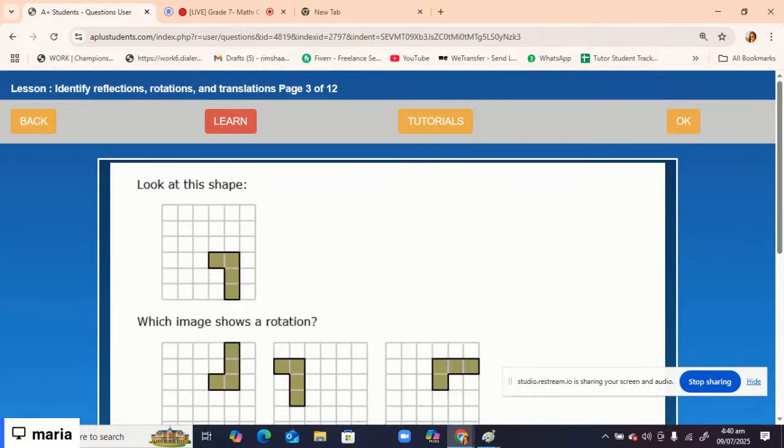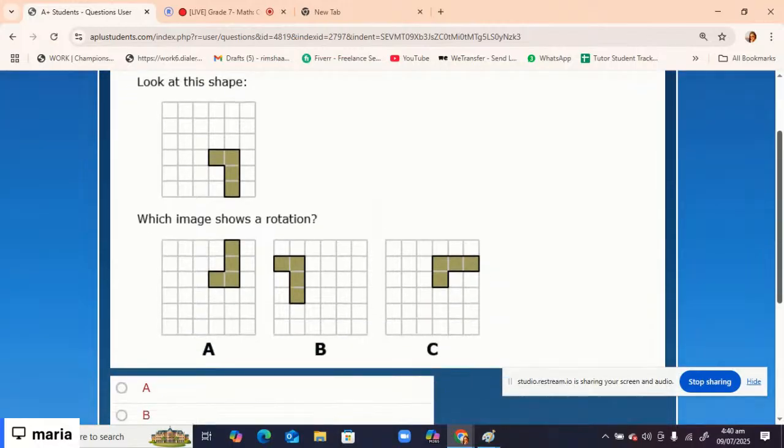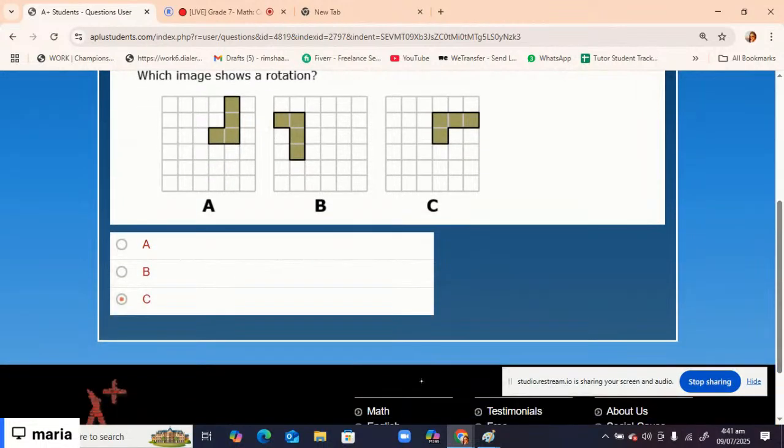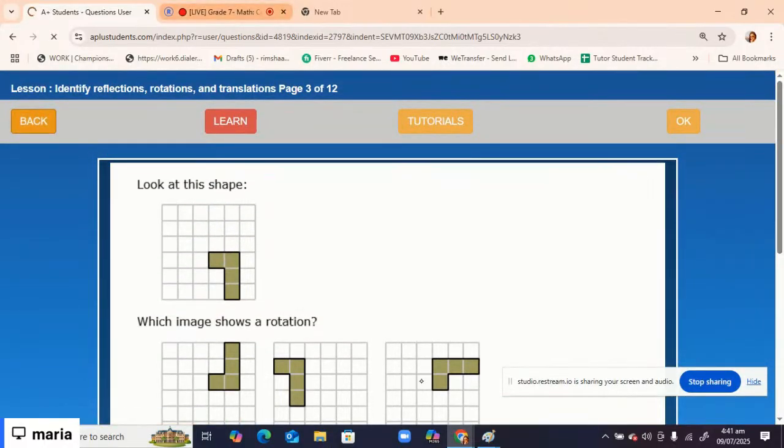Hope you guys understand this lesson. So let's do one more question. Look at this shape. So this is A, B and C. In the part C, the figure is only changed. In the part B, just the location is changed. In the part A, it's an image. So this is the part C, because you can say that the image is changed as well. Okay, hope you guys understand this lesson.